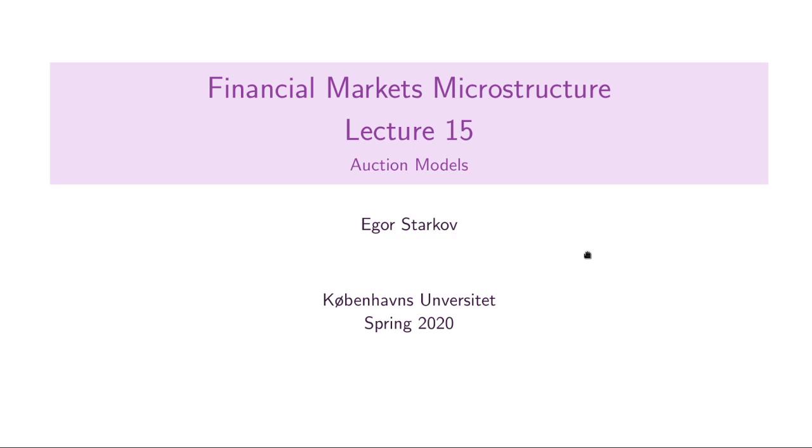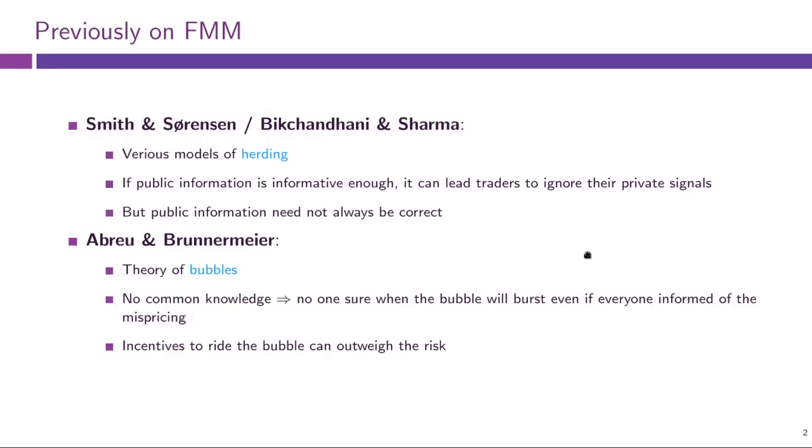So it is Wednesday again, and we are doing financial markets microstructure. Last week, we talked about bubbles in financial markets, and we looked at two different families of models. Firstly, we looked at models of herding. We used a model of Smith and Sorensen as our workhorse example to illustrate the main intuition. And then we also looked at a few other variations on the topic using the survey of Bikhchandani and Sharma.